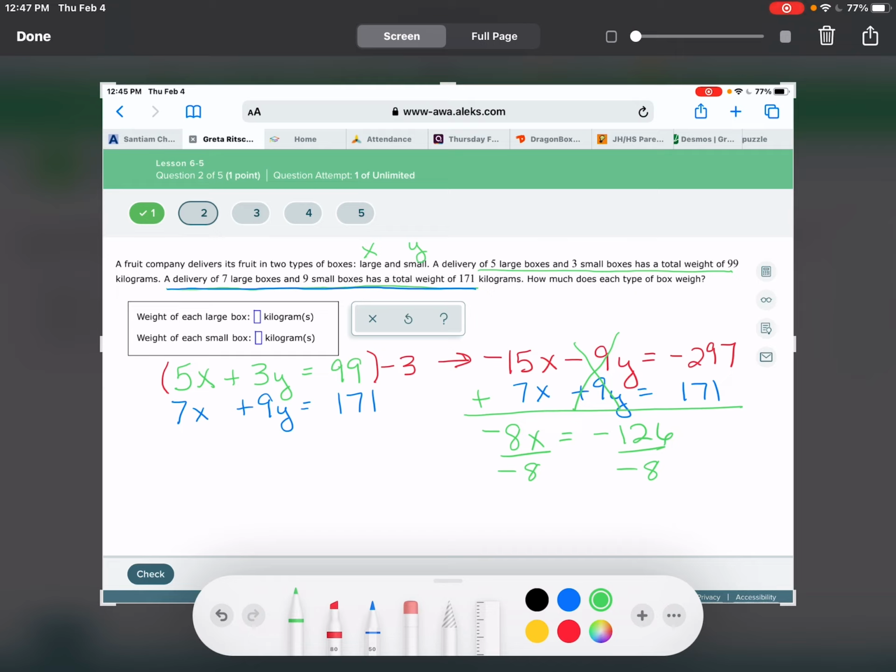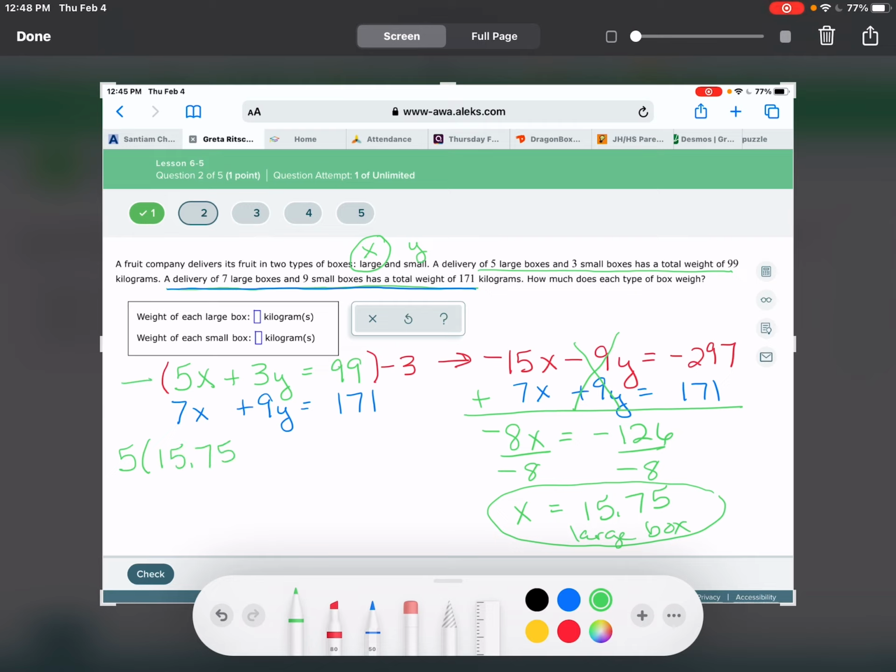Gives me 15.75. Okay, it's not a super nice number, but not totally unrealistic. And I need to use one of my equations to find out what the small boxes weigh. So this would be a large box. We kept track of that there. And so let's say we did 5 times 15.75.